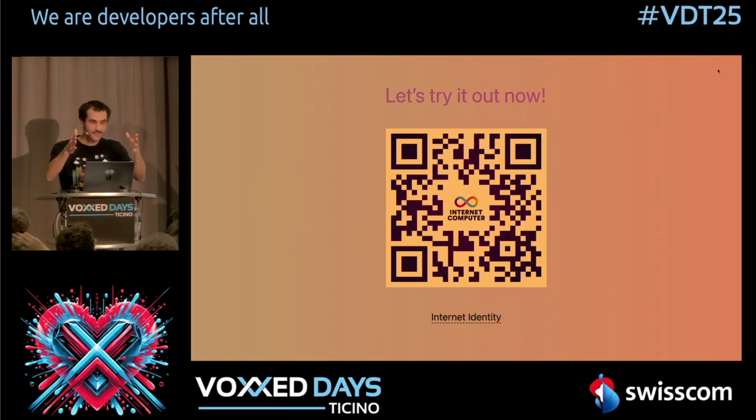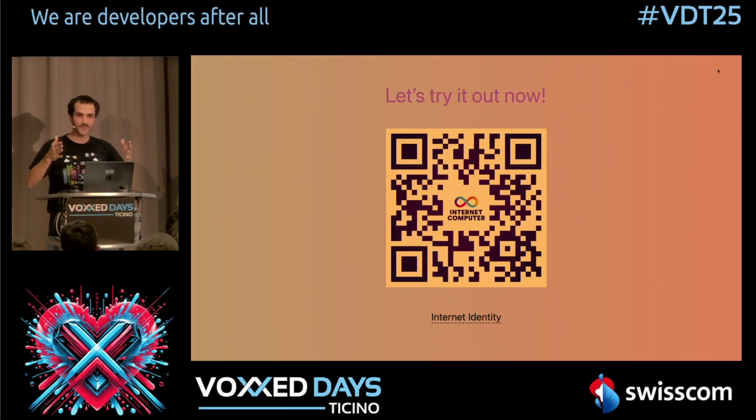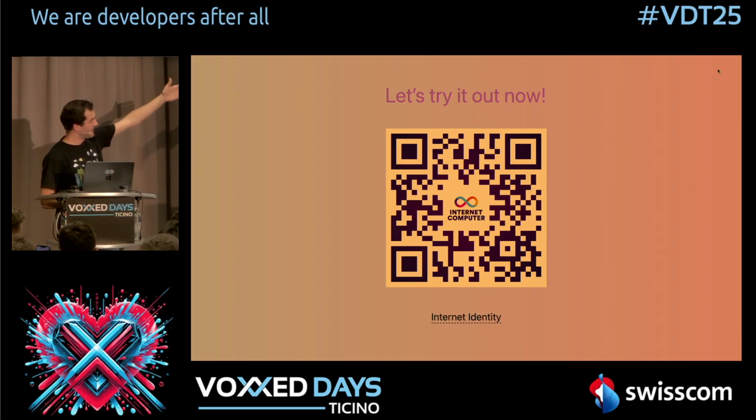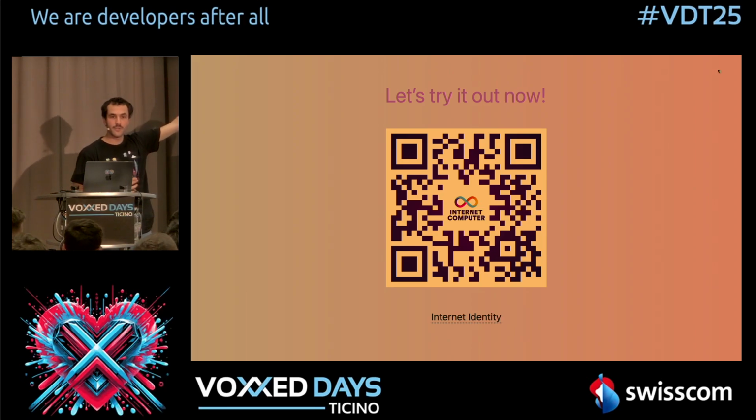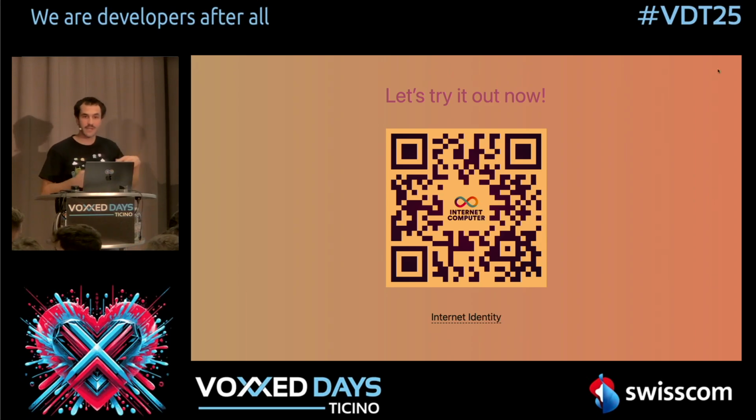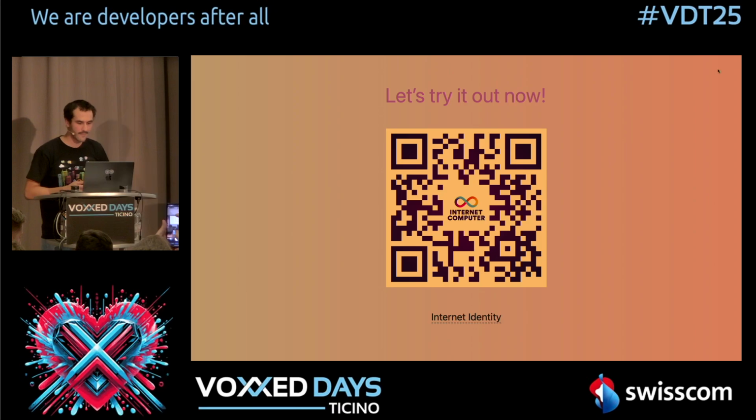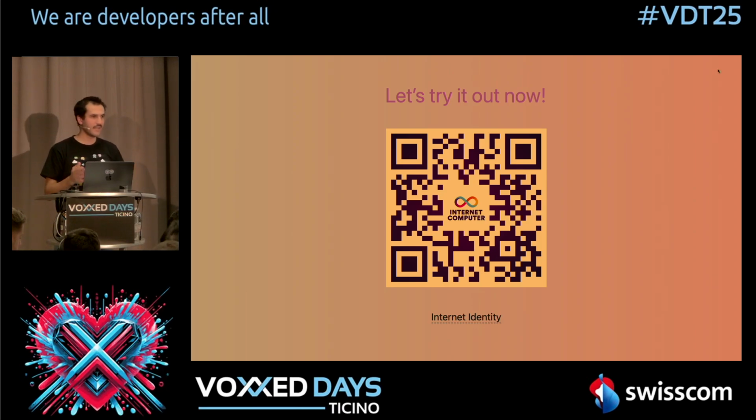But let's do it. Let's try out what interacting with such applications means. If you scan this QR code, you end up on the Internet Identity homepage, and you can create your Internet Identity in order to start interacting with the applications built on the Internet Computer. While I talk, you can go ahead and create the Internet Identity. It should take literally 2 or 3 clicks, no more.